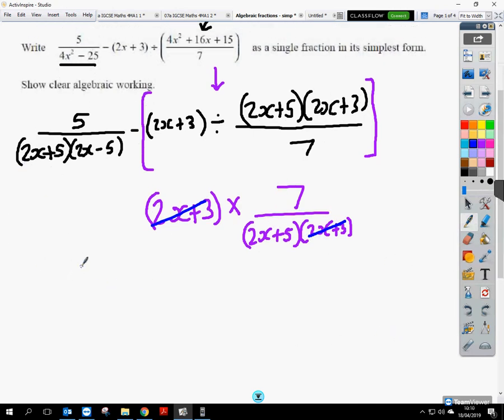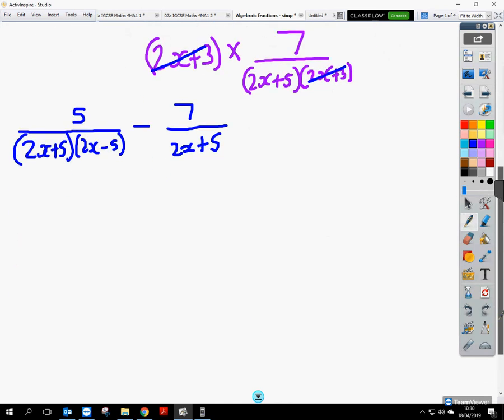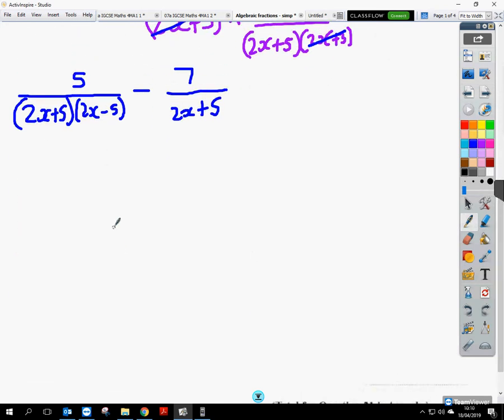So we have the fraction from before, 5 over 2x plus 5, 2x minus 5. And there's a minus there from before. But now we've condensed this square bracket into 7 over 2x plus 5. And what we can do now is we can try and write this as a single fraction. Now, when you're trying to write it as a single fraction, you need a common denominator.